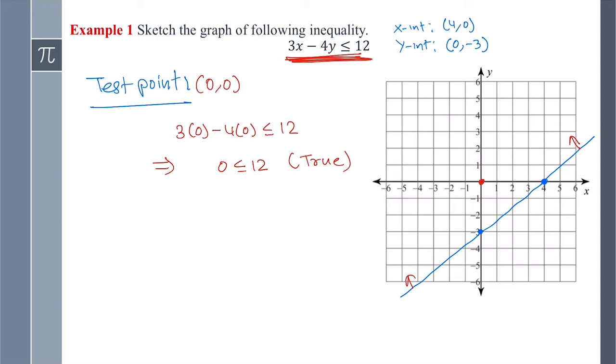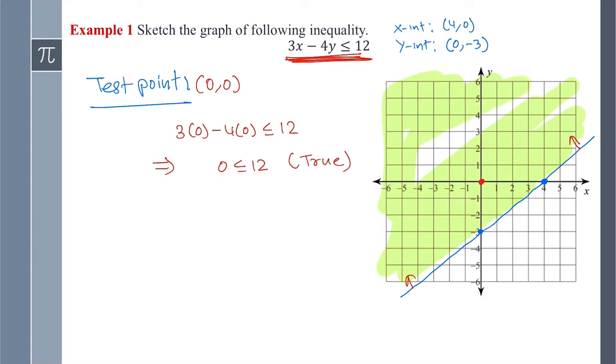If this was false, then that would be on the other side of the line. So we don't include that point if it was false. So it would be on the other side of the point. So everything above that line is the solution to this inequality. And then we'll just go ahead and shade that region. Okay, so we'll just shade this. So this is the solution for this inequality.